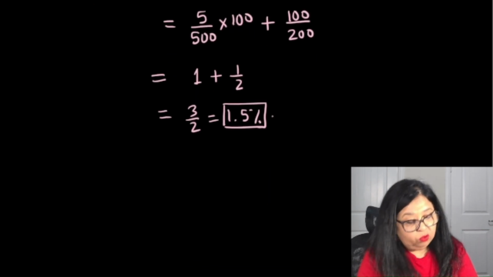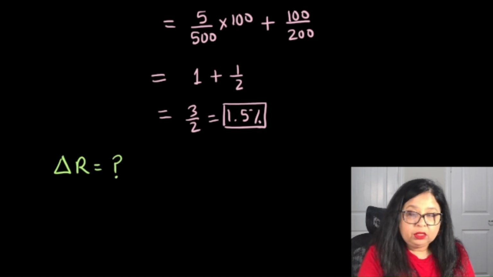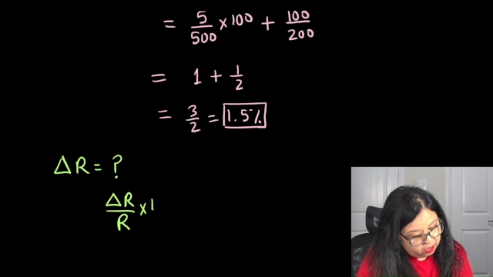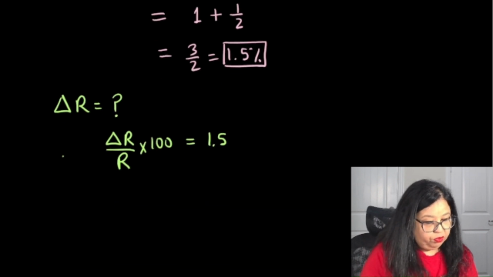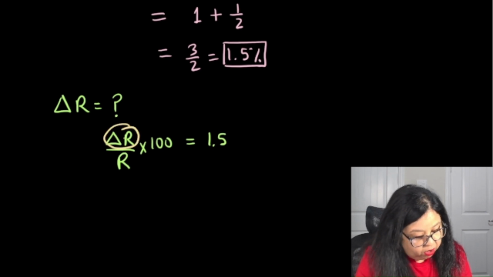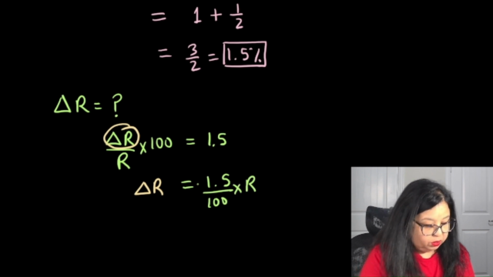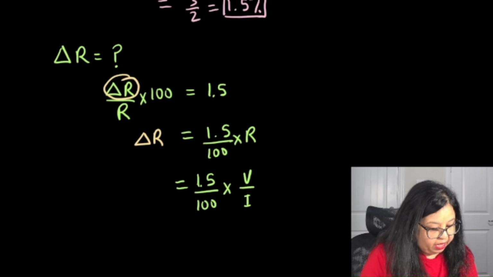What if we were asked to solve for delta R? How would you get that? Now we have just solved that delta R over R times 100 equals 1.5. So from here, if you are to solve for this delta R, what will that be equal to? Delta R will be equal to 1.5 divided by 100 times R. And what is R equal to? R is equal to V divided by I.